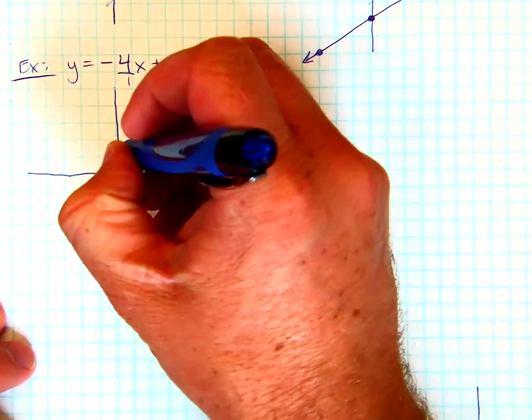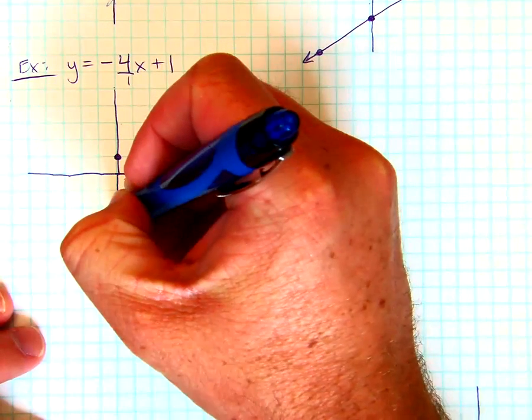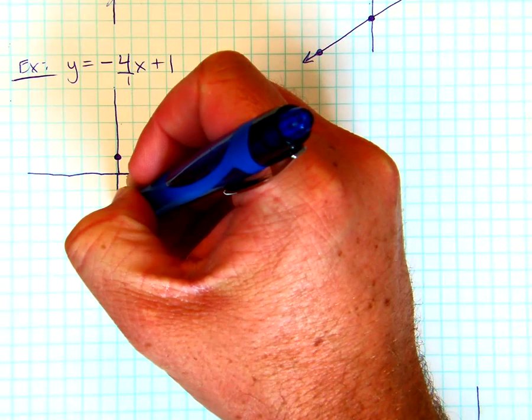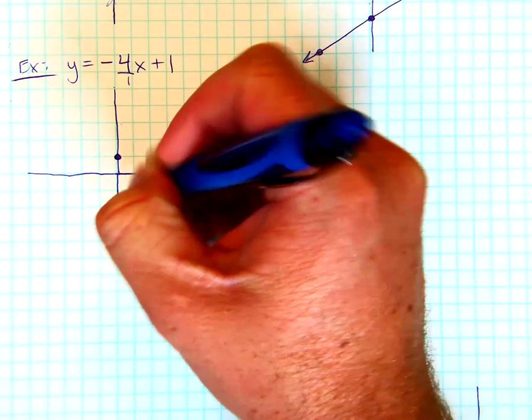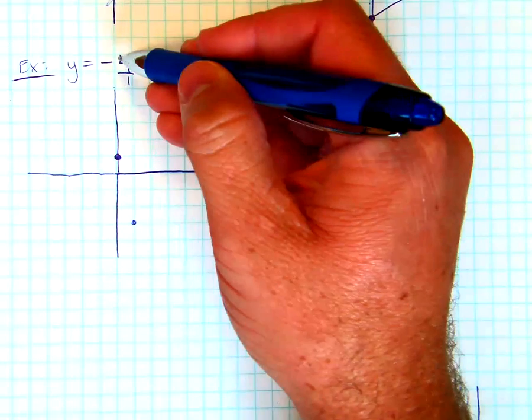From that point, I could say, let's go down 4. That's negative. 1, 2, 3, 4. But that's the only negative I'm allowed to use, otherwise it turns it into a positive, so let's go right 1. Down 4, right 1. A negative and a positive make a negative.